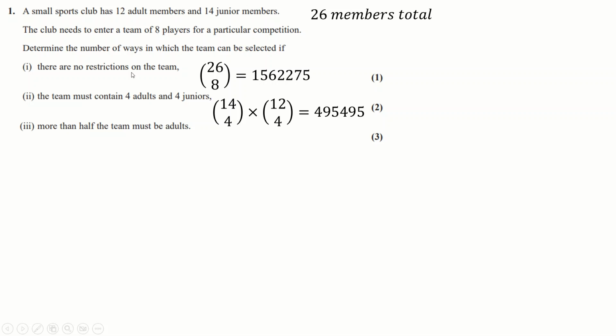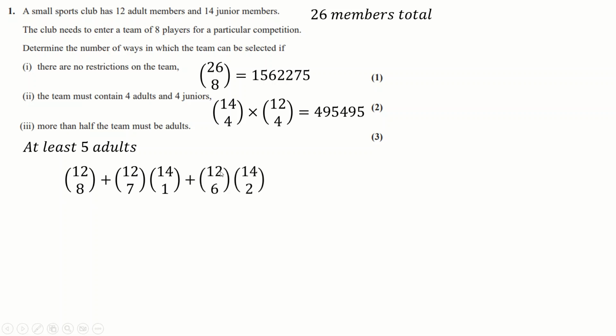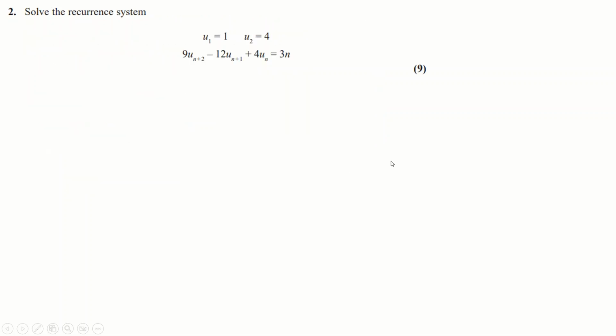If you have 8 adults, then it's just 12 choose 8, and then you're not taking any juniors. But of course that's just having 8 adults. You could also have 7 adults, which is 12 choose 7, and then choose 1 junior from the 14, so multiply those together. Then you can have 12 choose 6 for 6 adults and 2 juniors, and then finally 5 adults and 3 juniors. Type these all into the calculator and then add them all together, and we eventually get this as our answer. And yeah, very nice, easy question 1 done, just using the choose function.